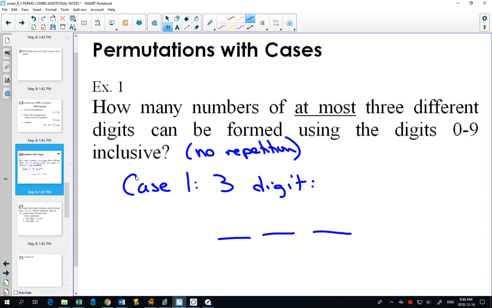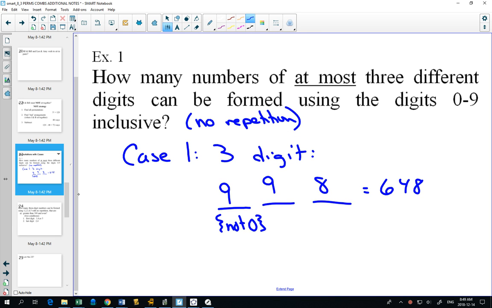So case 1, 3-digit number. Do we have any restrictions? Right. So there's a restriction on our first digit that it's not 0, leaving us with only 9 choices. Then we've used up a number. How many choices do we have left? 9 left. And then we've used up 2 numbers. There are 8 choices left. 9 times 9 times 8 is 648 total. Questions about that so far?